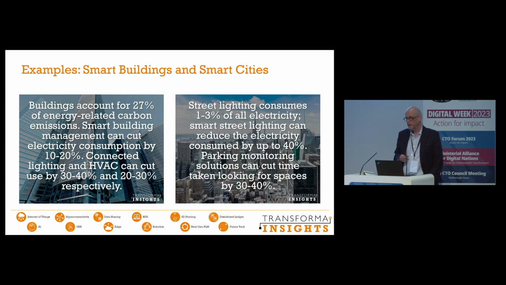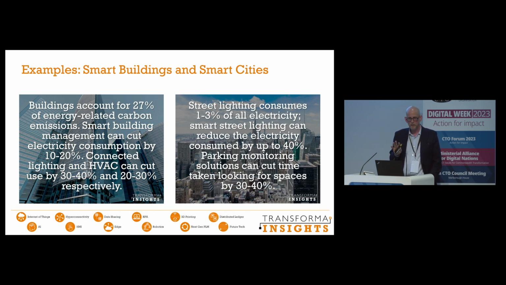Just want to talk then through a few examples of where companies, governments, various other organizations have deployed IoT-related solutions in order to save money and have these environmental benefits. I mentioned earlier that this idea of smart buildings is probably the number one impact.